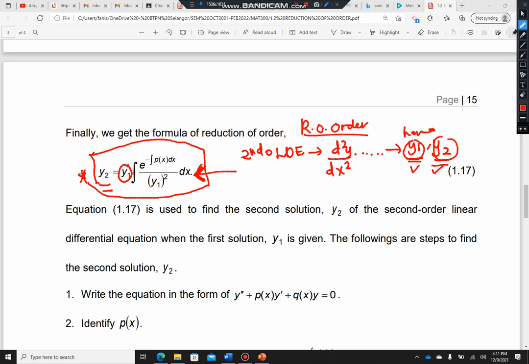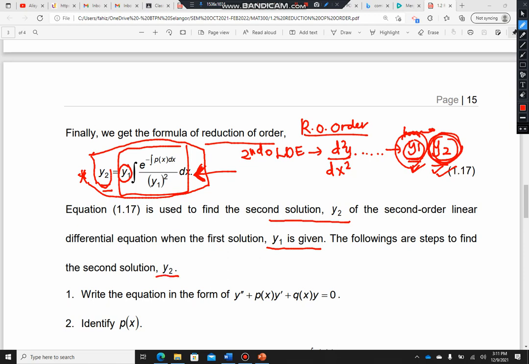So cara nak cari y2, bila kita ada dua solution, dia dah bagi y1, so awak nak cari just y2. So bila nak cari y2, just use this formula. So formula ni kita panggil reduction of order. So equation 1.17 is used to find the second solution y2 of the second order linear differential equation when the first solution y1 is given. The following are steps to find the second solution y2.